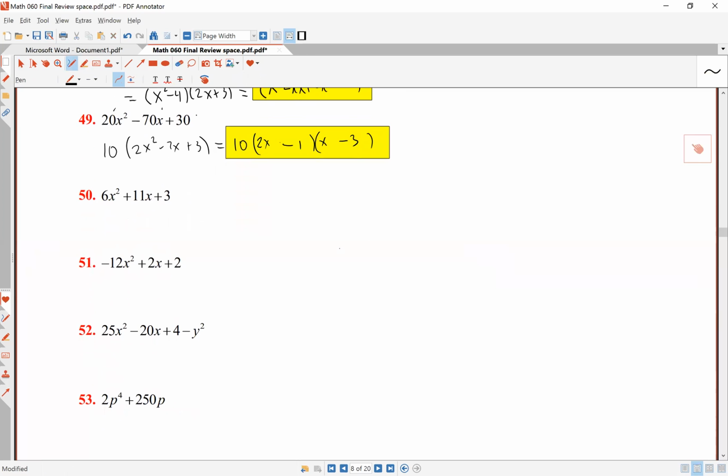All right, number 50. I tend to go back to the AC method when the numbers aren't prime, I should say, because 2 and 3 were prime in the one before it. So we're looking at 18 to get 11, and we've got 9 and 2. From the first pair, I can take out a 3x, which leaves me with 2x plus 3. From the second pair, I just get 2x plus 3. So we factor that off to the right-hand side, and we're left with 3x plus 1.